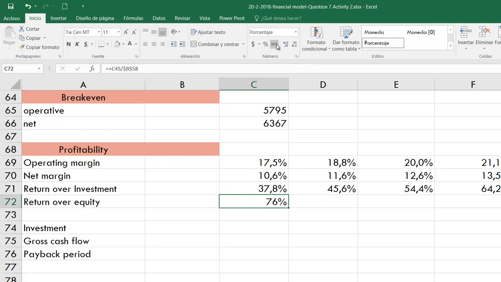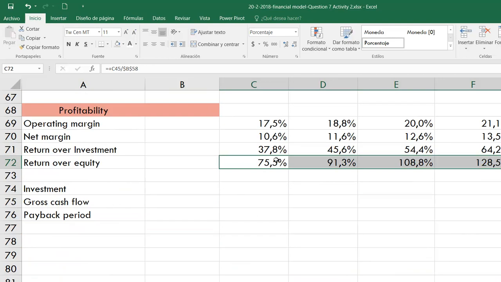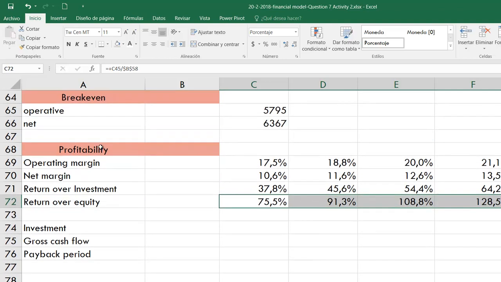So it's actually quite high, 76%, and I drag it to the right. It should be greater because the denominator is the smaller number.